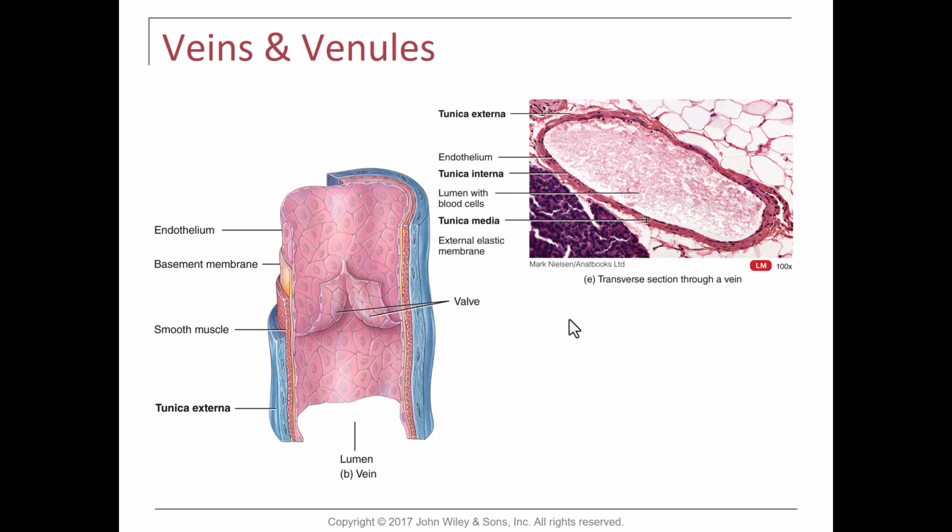So when we look at a cross section of an artery, veins are actually larger, but they appear collapsed in a cross section because they don't have the thick tunica media supporting them like the artery does. Another big difference you'll see is the tunica interna has these little upfoldings that make valves.